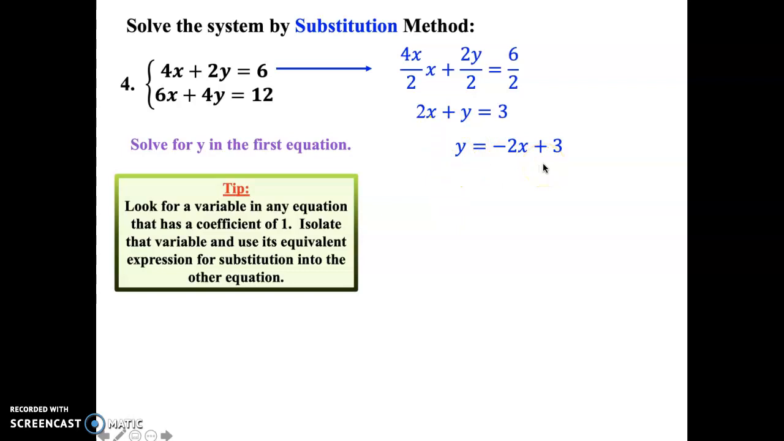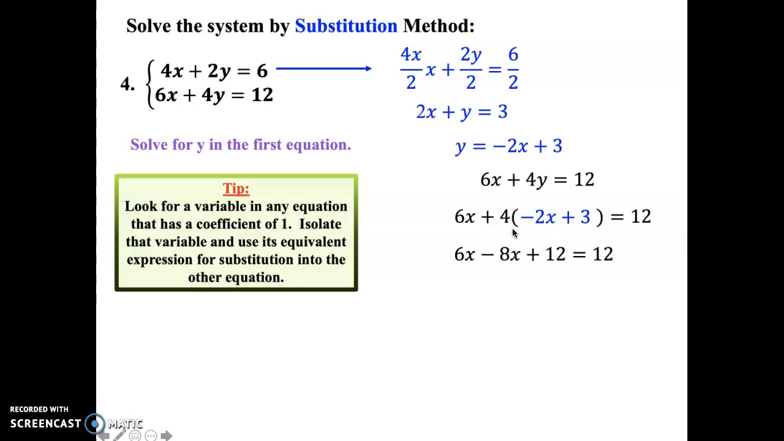I can now substitute this expression for y in the second equation. So here's the second equation. I'm going to pull out the y and pop in this expression for y, the minus 2x plus 3. Now I'm going to distribute the 4. I'm going to gather up like terms right here. 6x minus 8x gives me the 2x. I'm going to subtract 12 on both sides.